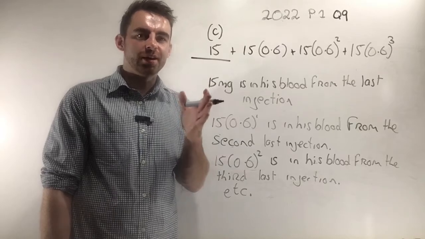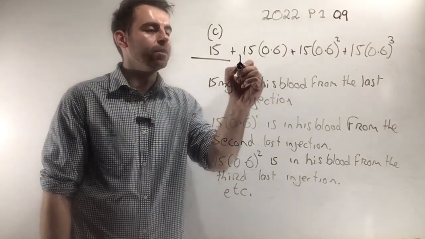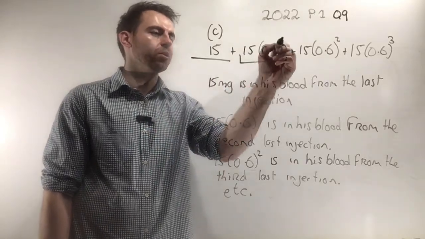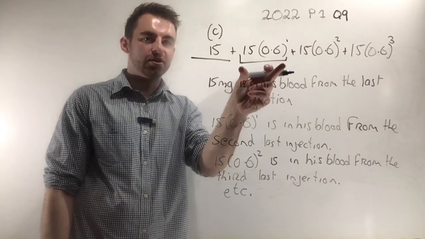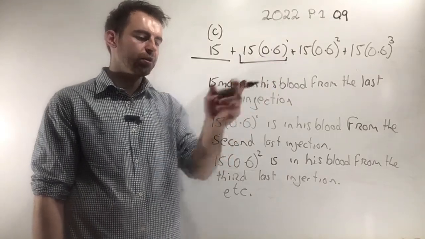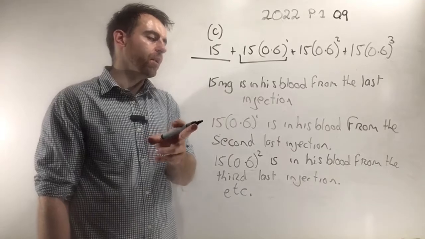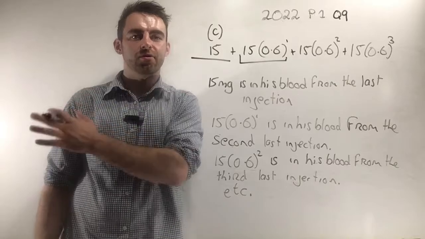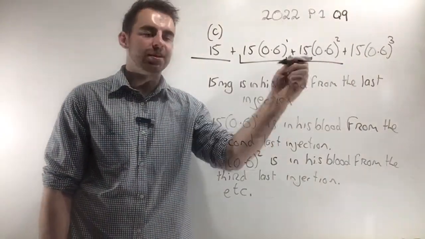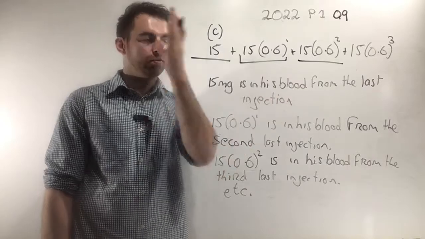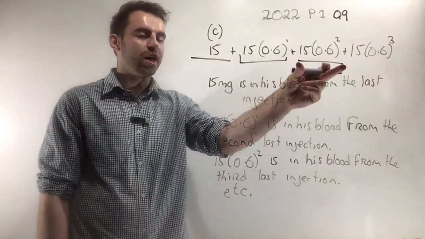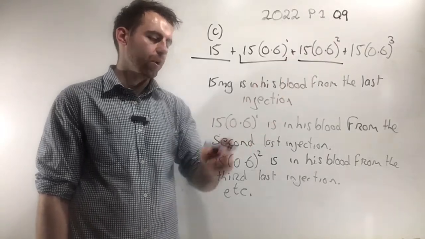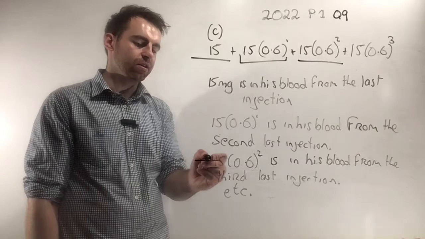But he had an injection 24 hours ago. And 24 hours after you take this medicinal drug, there's 15 by 0.6 to the power of 1 of that dose left in your blood. So the second term can be explained as the amount that's in his blood from the second last injection, or in other words, from the injection that was 24 hours ago. This is the amount that's in his blood from the injection that occurred 48 hours ago. So the second injection was 48 hours ago, and this is how much remains. It's 15 times 0.6 squared. So that's what I've said in this sentence here to explain that.